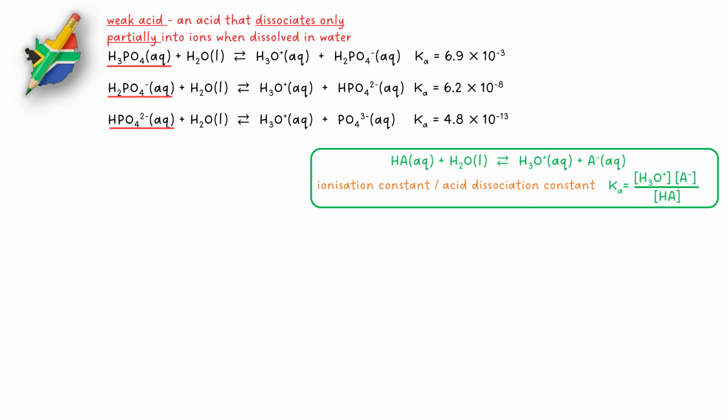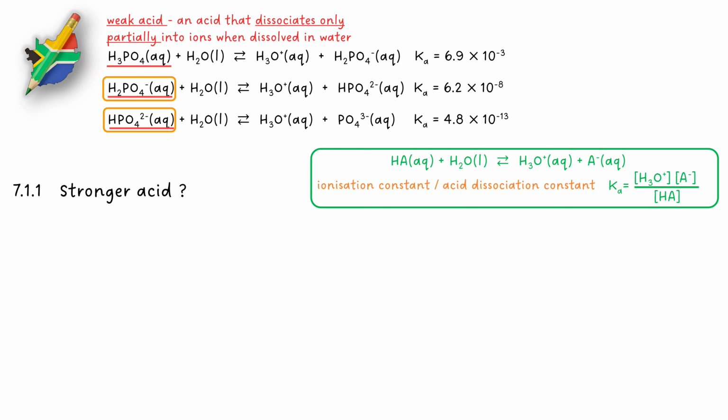Each of the starting substances is a weak acid, and we can deduce this since we are given Ka values. Ka values are for weak acids dissociating. A weak acid dissociates only partially into ions when dissolved in water. The equilibrium arrows tell us that the dissociation is partial and not complete.